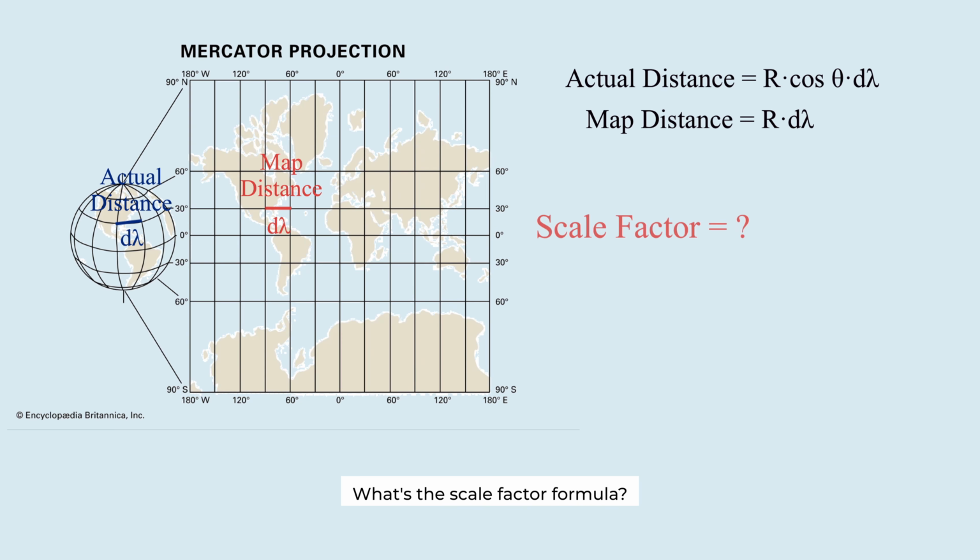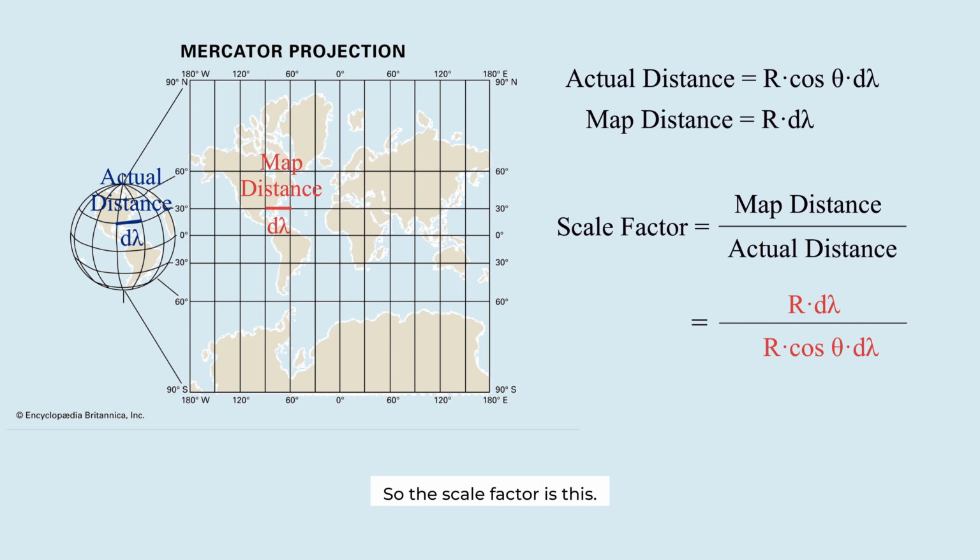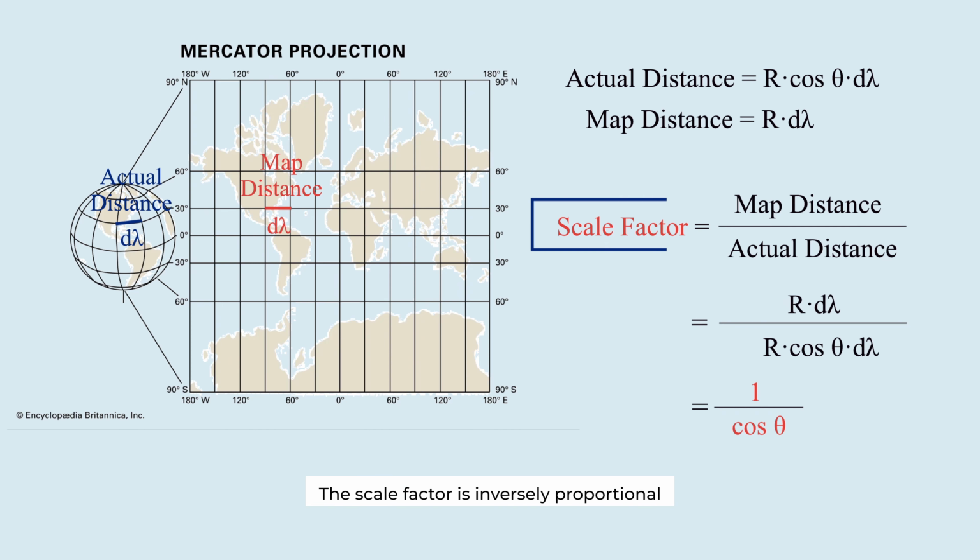What's the scale factor formula? It's the map distance divided by the actual distance. So the scale factor is this. It is very simple. The scale factor is inversely proportional to cosine function.